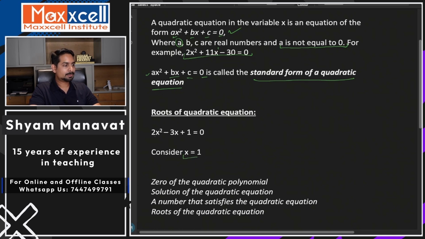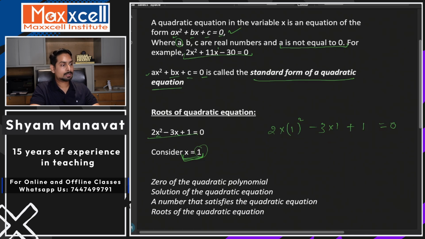Now if you substitute x = 1 here, what do you get? Wherever you have x, substitute that equal to 1. Sorry, not 2, substitute x = 1 here. So 2x², so 2 times 1 squared, minus 3 into x, which is again 1, plus 1, given equal to 0.